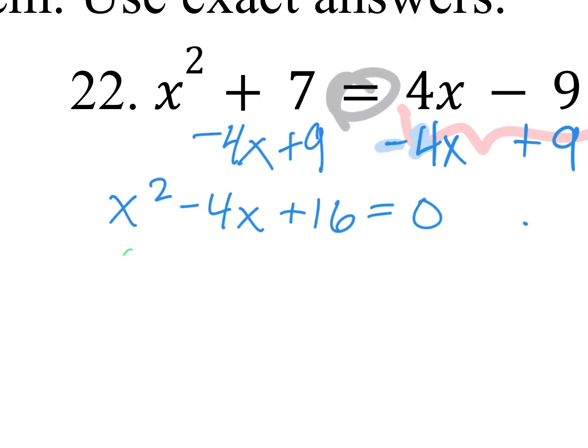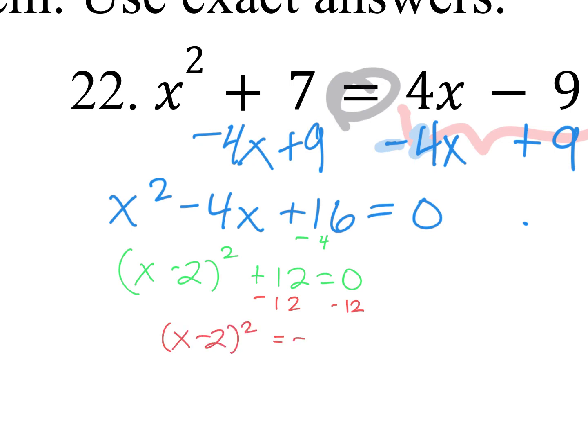So I'd go, this would be an x minus 2 squared. And I know that because I divide that in half. It would be subtracting 2 on each side. 2 squared is 4. So I'd go plus 16 minus 4, plus 12 equals 0. And then I subtract 12 on both sides. So I've got x minus 2 squared equals negative 12.